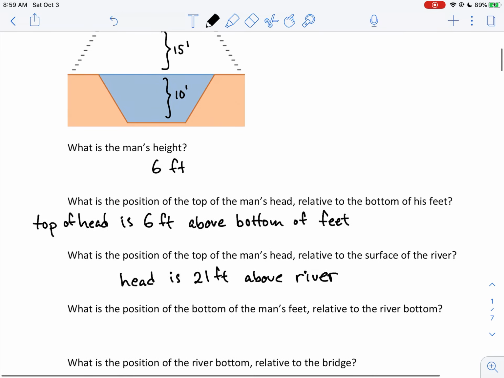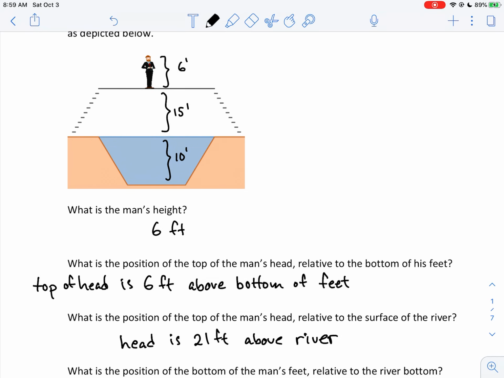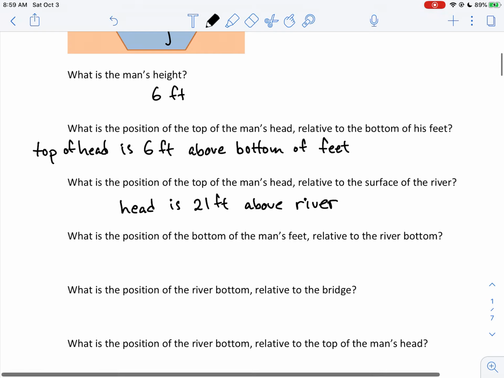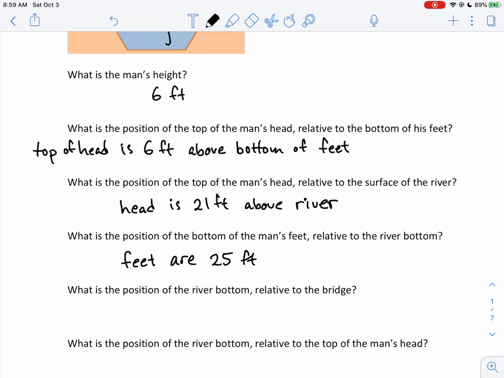What is the position of the bottom of the man's feet relative to the river bottom? Okay, so now we're saying the river bottom is down here, and the bottom of the man's feet is there, and what's the position of the man's feet relative to the bottom of the river? And now we're answering, well, how long is this segment? We would add the 15 feet and the 10 feet and get 25 feet. So we'll say the man's feet, not to be confused with a foot of measurement, are 25 feet above the river bottom.